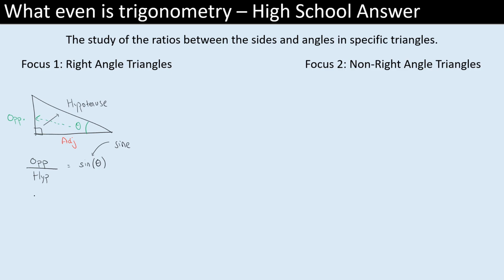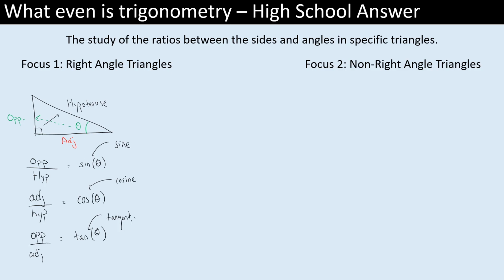And there's another ratio which links the adjacent and the hypotenuse. That's what we call the cosine, or cos. And there's a third pair that we've not thought of: the one that links the opposite and the adjacent. That is what we call tangent of theta, or tan. So we have sine, cosine, and tan.